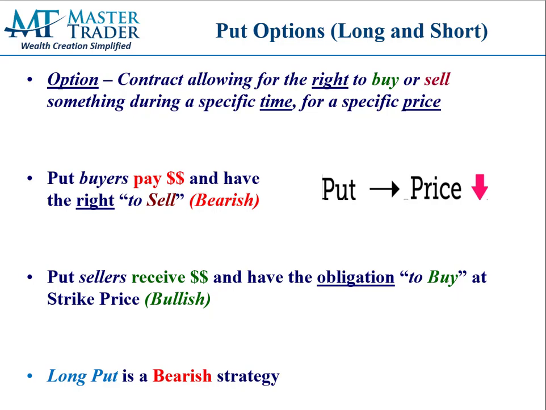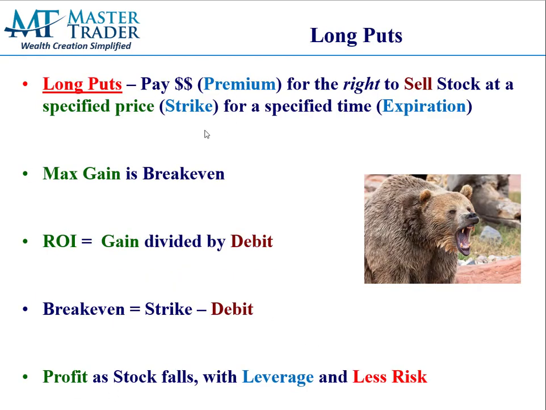But what is an option? It is a contract allowing for the right to buy or sell the underlying stock during a specific time at an agreed upon price. Put buyers pay money and have the right to sell. It's bearish. Put sellers receive that money and have the obligation to buy at the agreed upon strike price. That's bullish. We will cover that in a different lesson. So long put is a bearish strategy.